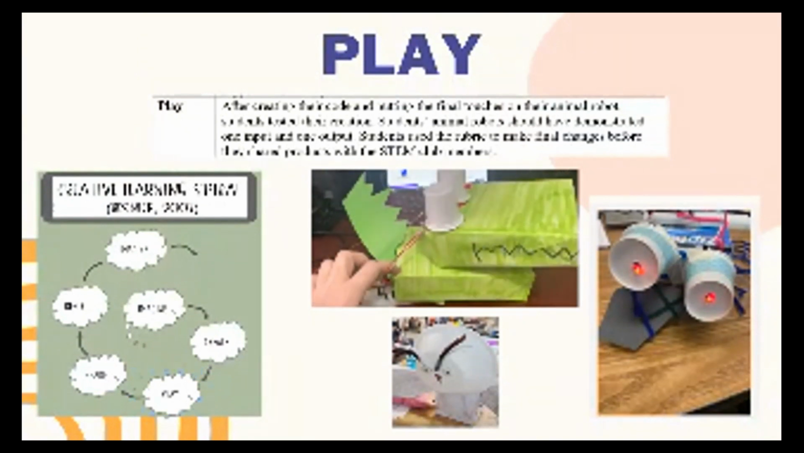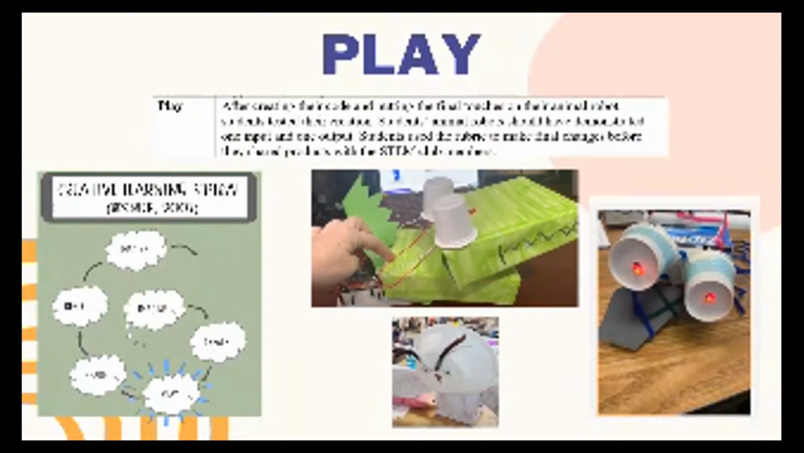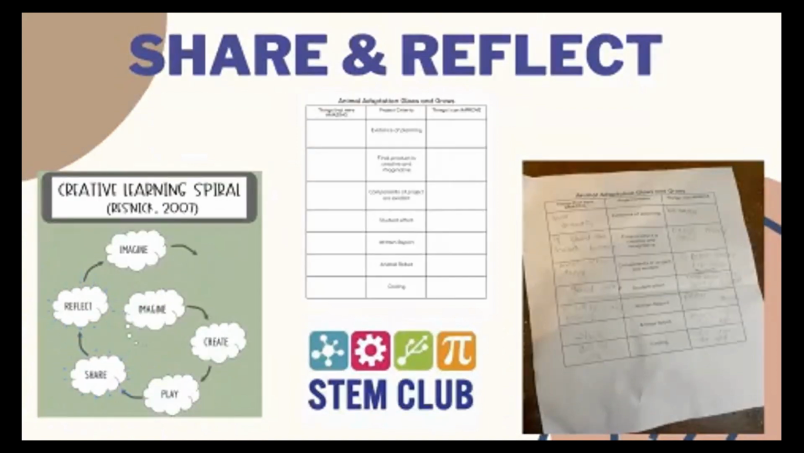During this step of the creative learning spiral, students were encouraged to honor both their successes and failures. Students were given the opportunity to share their final project with the members of the White Oak STEM Club. STEM Club members came to our classroom and students participated in a gallery walk of the different animal adaptation robots. The STEM Club members filled out a Glows and Grow feedback form for each group of students.